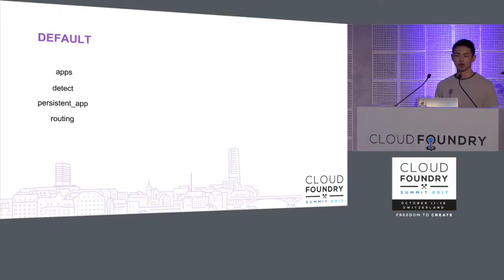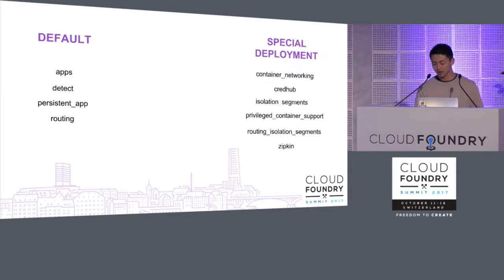And for that, it really helps if we categorize all the test suites. So first off, we have the default suites. These four suites are enabled by default. They're very simple. They're basically sanity checks to make sure that your deployment is healthy and functional in the most basic way. Next up, we have the special deployment suites.